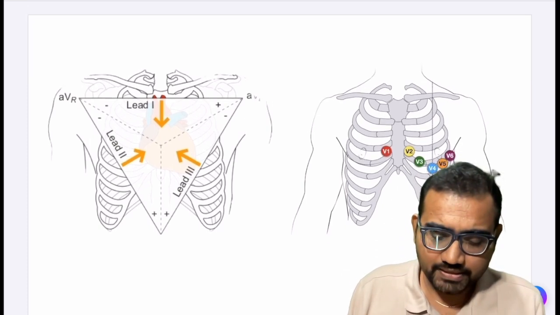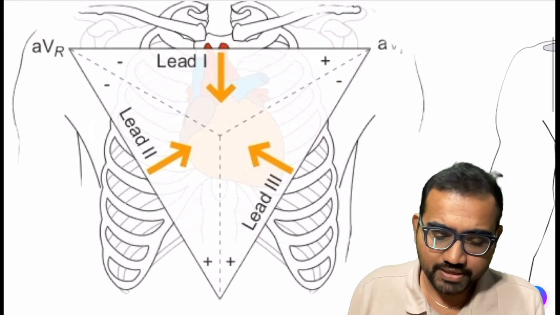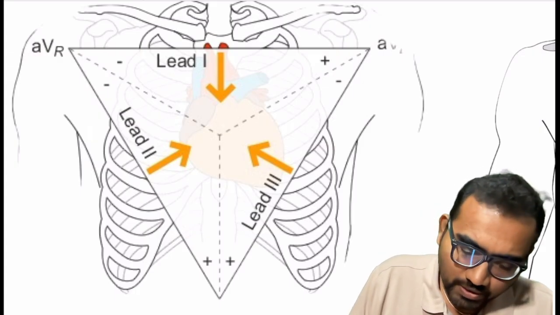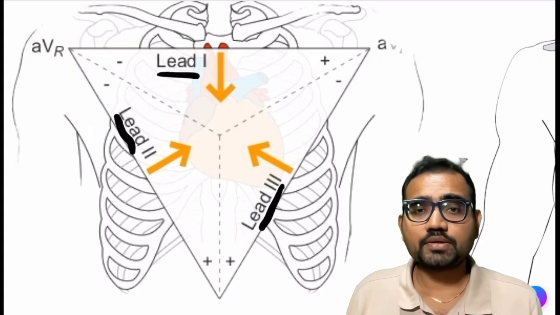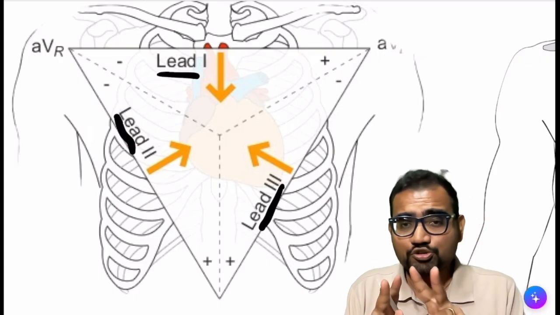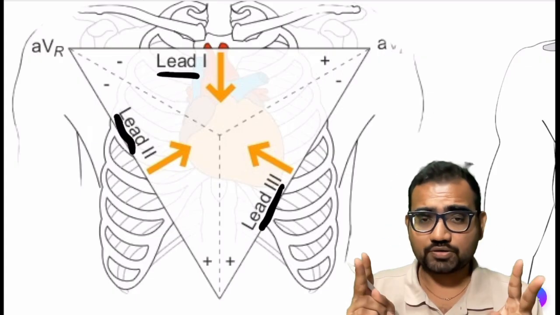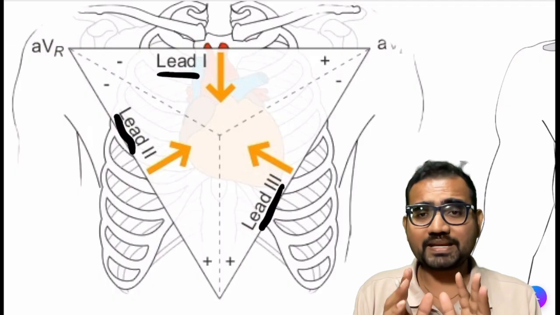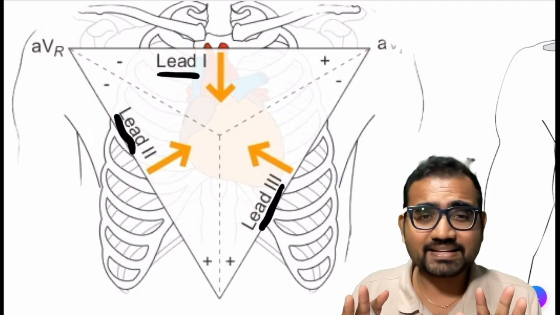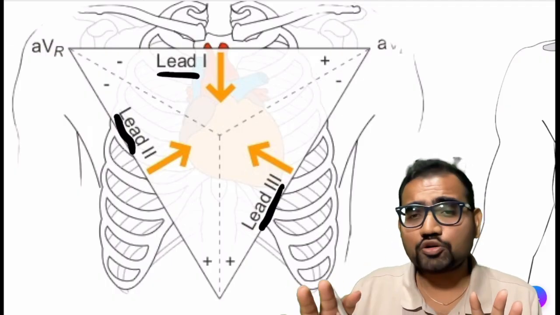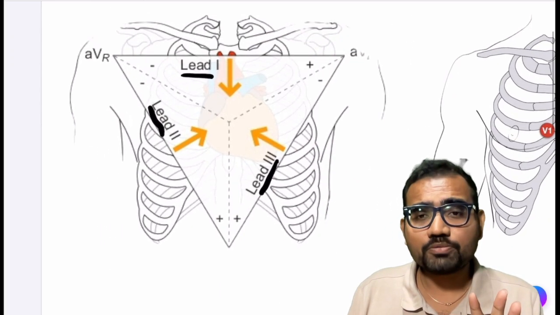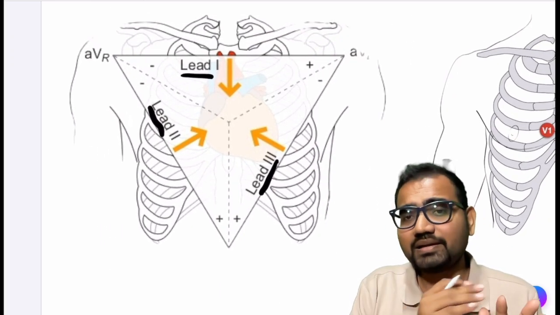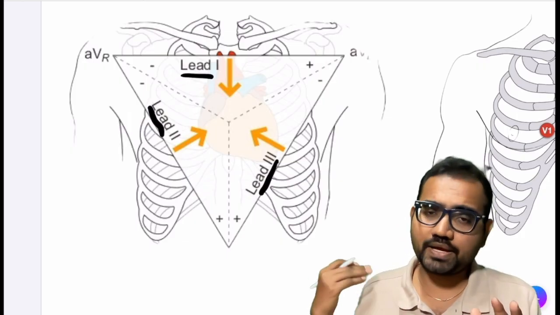See, there are three leads: lead 1, lead 2, lead 3. Remember, it has to be connected to positive and negative electrodes, and one is kept as earth. So the right leg is kept as earth. I'm not going to connect anything there. Whatever connections I'm going to make are from the left leg, left arm, and the right arm.